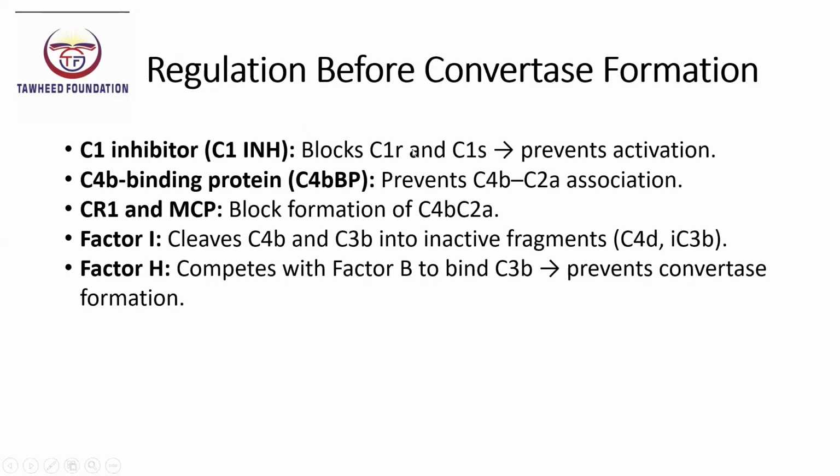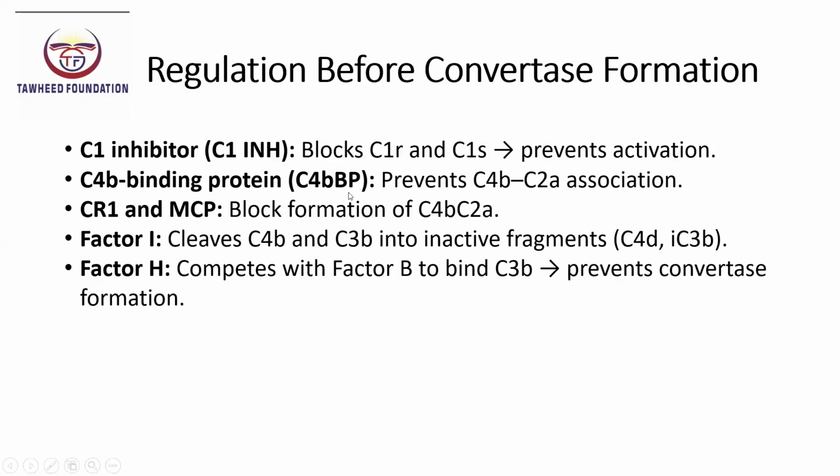Next is regulation before convertase formation. Several key regulatory proteins control complement activation at the pre-convertase stage. First, C1 inhibitor, C1INH, prevents the activation of C1r and C1s in the classical pathway, stopping the cascade at the earliest point. Second, C4b binding protein.